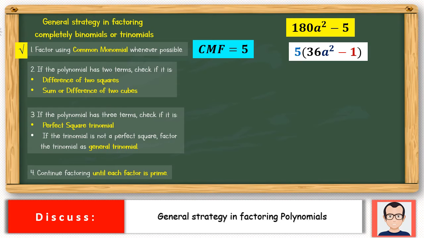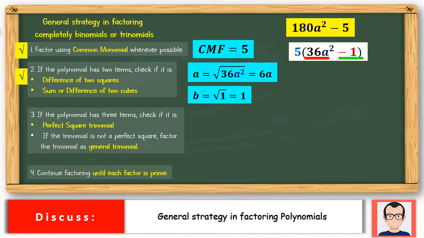The next step is to check the number of terms. Here we have two terms. Then we identify whether they belong to the difference of two squares or to the sum and difference of two cubes by checking on its exponents. Based on the given, we will apply the difference of two squares. Since the exponent is 2, we solve for the square roots of the two terms. For 36a squared, that is equal to 6a. Then for 1, it's still equal to 1.